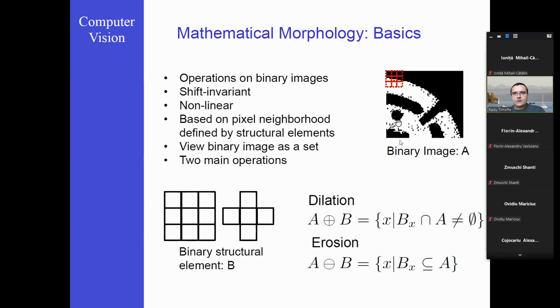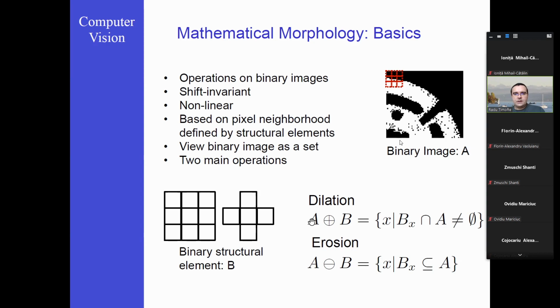So we have the binary image, and we are defining some operations on this binary image. Our operations are shift invariant, nonlinear, based on pixel neighborhood defined by the structural elements, like here, and we are seeing the binary image as a set. Okay. The main two morphological operations that we are defining are the dilation and the erosion. And how actually they are defined, we see also the notation.